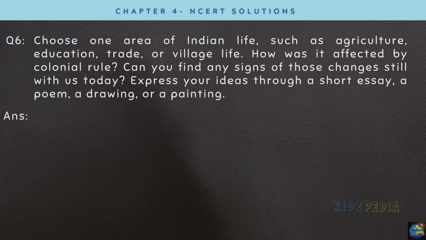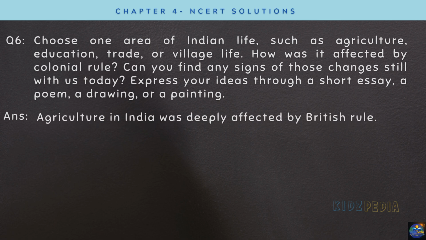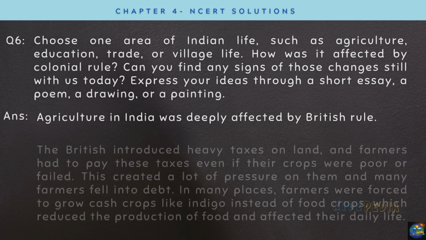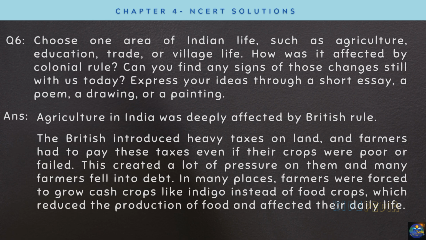Here I have chosen agriculture to explain the impact of British rule. You can choose any other area like education, trade or village life and write your answer accordingly. Agriculture in India was deeply affected by British rule. The British introduced heavy taxes on land, and farmers had to pay these taxes even if their crops were poor or failed. This created a lot of pressure on them, and many farmers fell into debt.